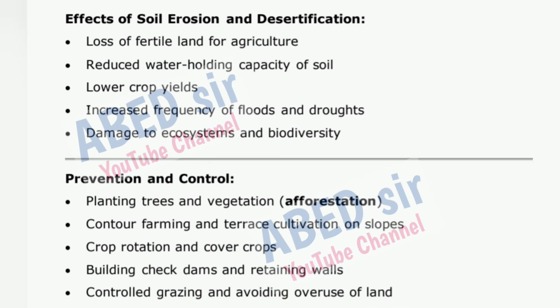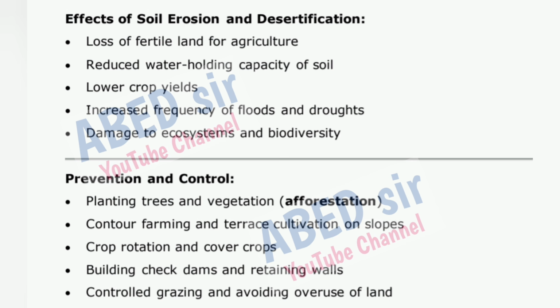Example, large areas of Rajasthan and parts of Gujarat are affected by desertification, where fertile soil has become sandy and dry. Effects of soil erosion and desertification: loss of fertile land for agriculture; reduced water-holding capacity of soil; lower crop yields; increased frequency of floods and droughts; damage to ecosystems and biodiversity.